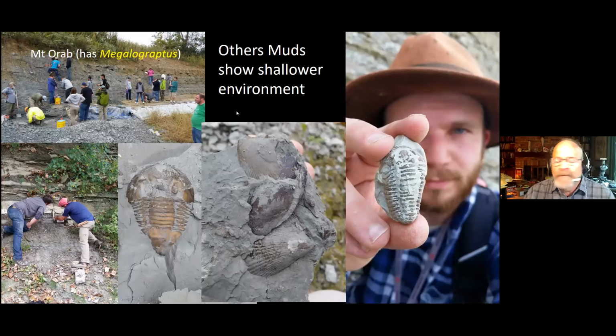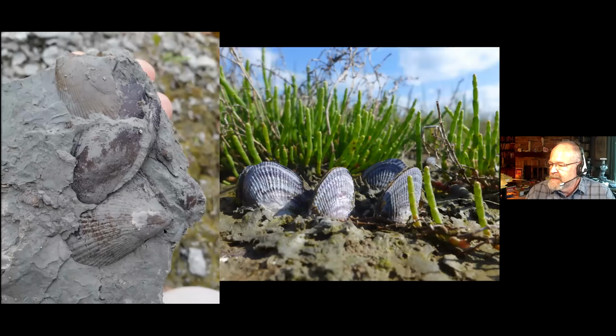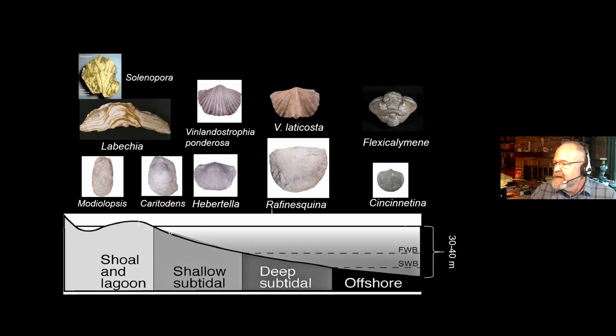As you move up, here's the Mount Orab Megalograptus, where the trilobite collector has been working for years and years and found a few scraps. You notice a very different kind of fauna. And if we just compare to today, for example, these ribbed mussels are definitely today a shallow water fauna. And so we've worked out layer by layer, time slice by time slice, what is shoal and lagoon, what is shallow subtidal, what is deep subtidal, and what is offshore.